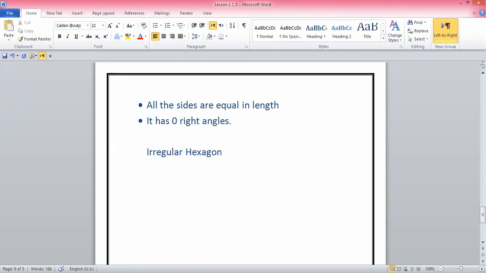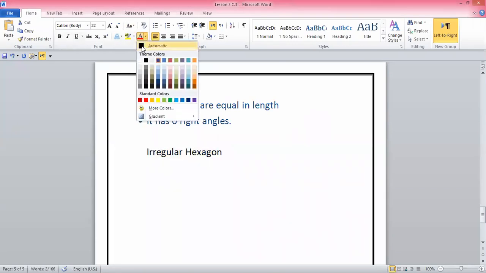Regular means when you have all sides in equal length. Like in a square, all sides are equal, but in a rectangle, all sides are not equal. Opposite sides are equal. But you will use regular or irregular for the shapes which have 5 sides or more than 5 sides, like pentagon, hexagon, octagon. So in a pentagon, if all the sides are equal in length, you will say regular pentagon. But if all sides are not equal in length, you will say it's irregular. Okay.